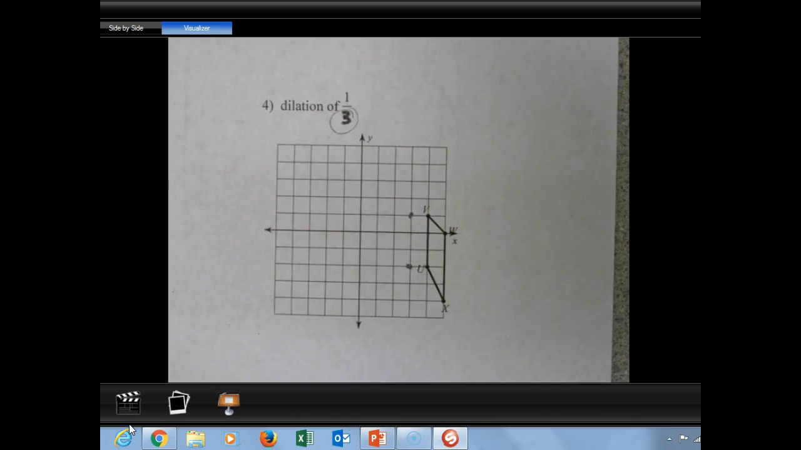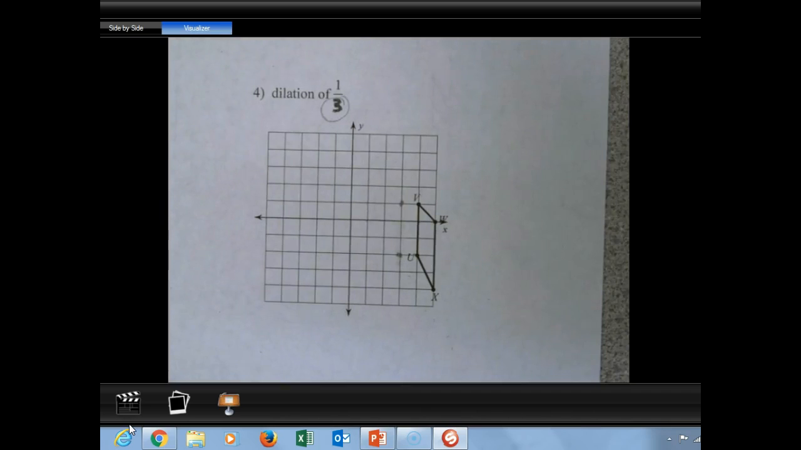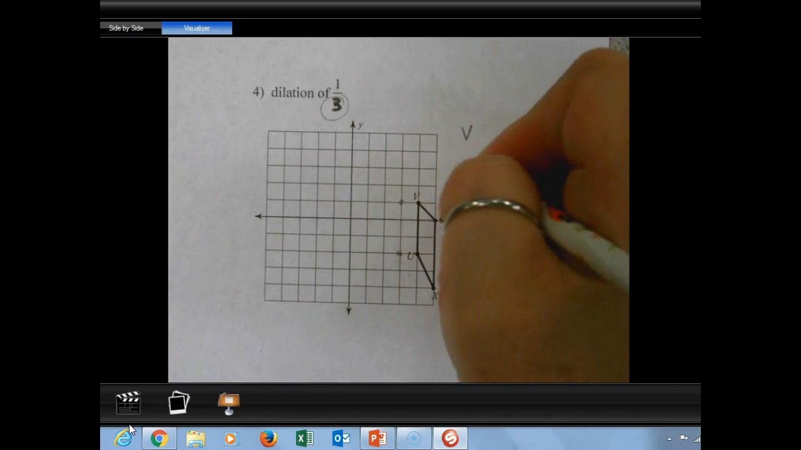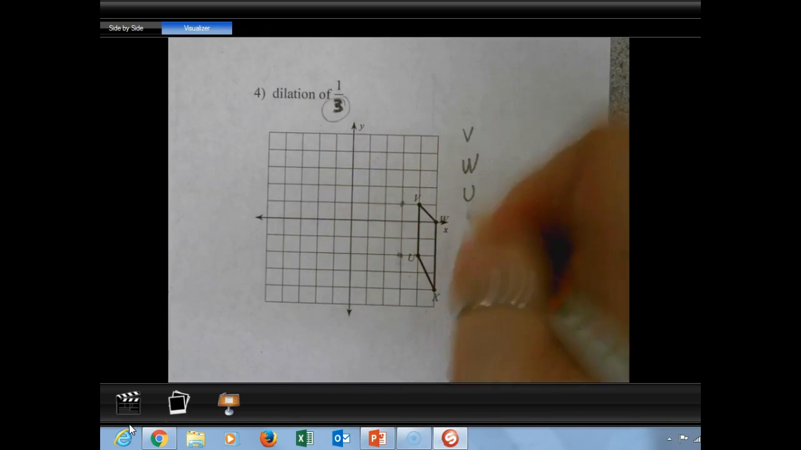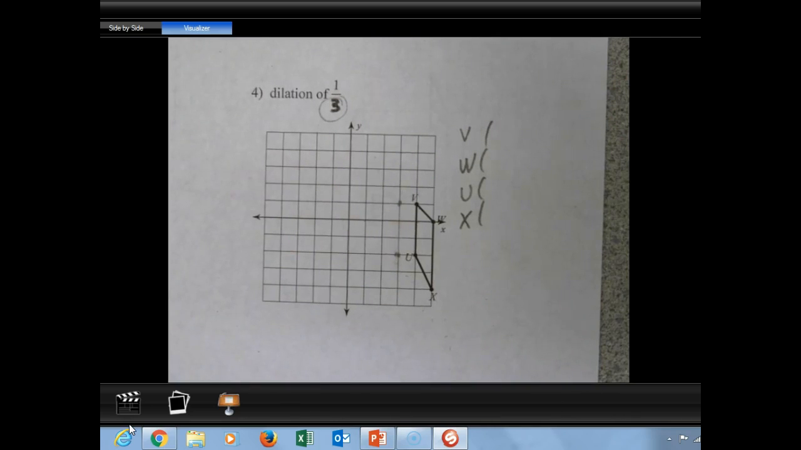Okay, so let's write our original numbers. Go ahead and take the next 2 minutes and give me my original ordered pairs for V, W, U, and X. Take the next 2 minutes, and write down those ordered pairs. So I'm hoping yours match mine. And we're going to go ahead and take that and multiply it.